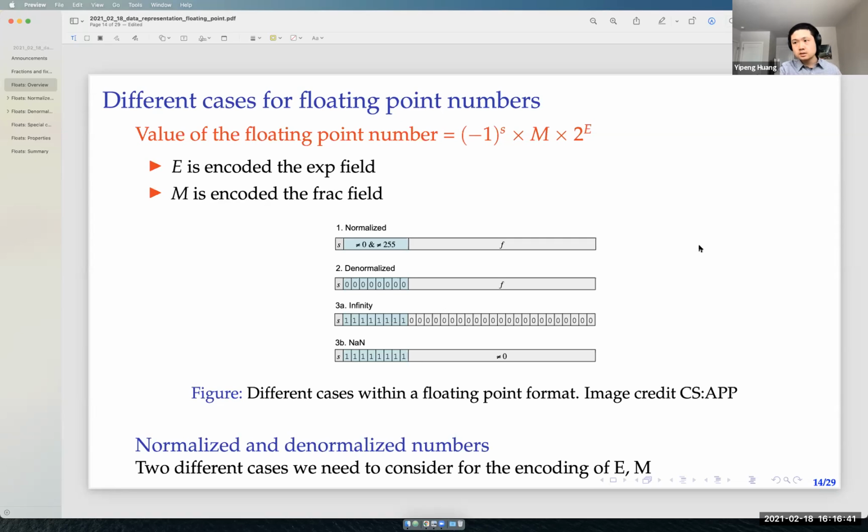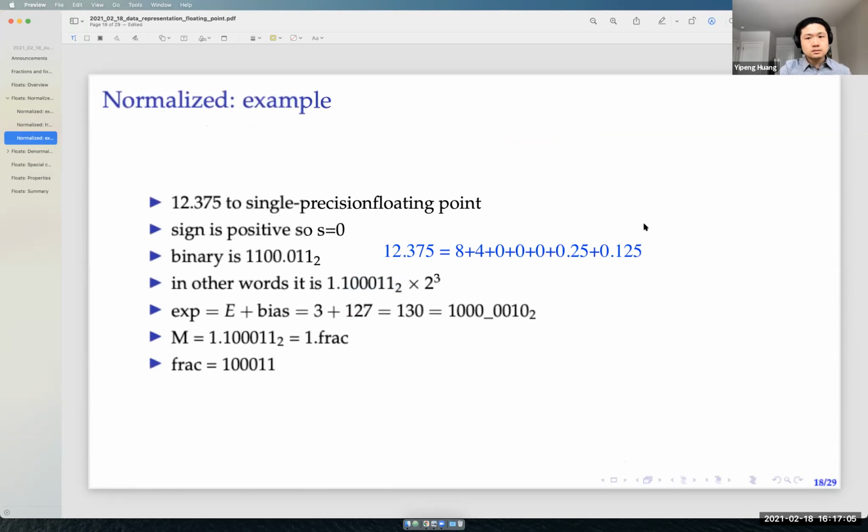So any questions up to this point? We've been focusing on the normalized case of numbers before we head into denormalized numbers. Professor, I have a question. Sure. Can you go back to the example slide? I'm wondering for the EXP equation, how 130 goes to the binary expression.